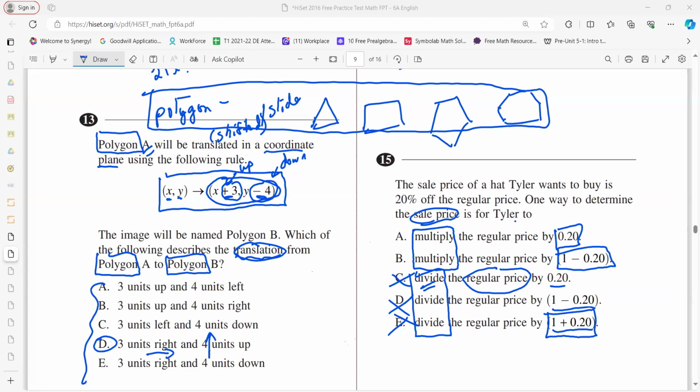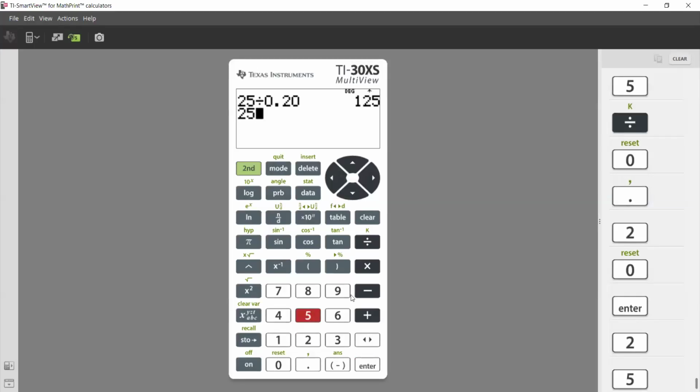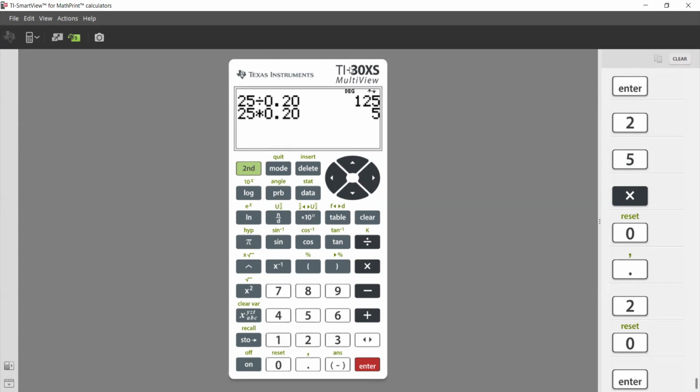Okay, so now let's take the $25 hat and we're going to multiply by 0.20. And we get $5. All right, so it's definitely cheaper. Does that sound like 20% off though to you? That sounds like better than 20% off to me. That's a major deal, right? I would love to get a $25 hat for $5. I can afford that, but does that sound like a 20% off sale?